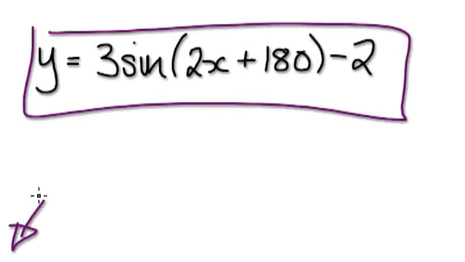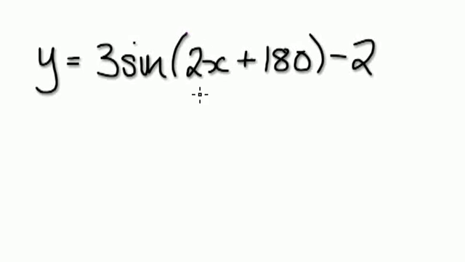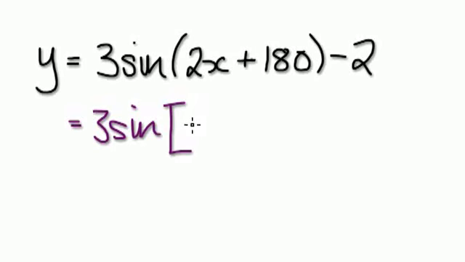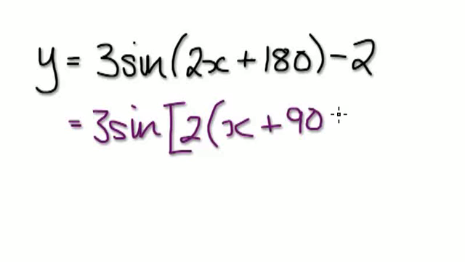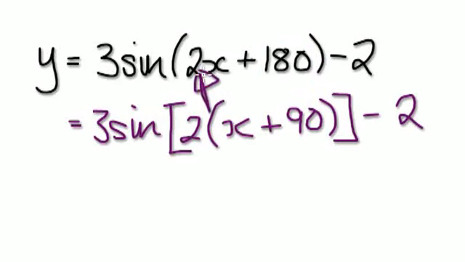So press pause and have a go. Okay, so the first thing you should do here, because the coefficient is not 1, is tackle this bit first. Let's rewrite this as 3 sine. Now factor out the 2, so it will be this plus 180 divided by 2, so that would be 90. Close it off, then minus 2. When it's in this form, we can actually see there's going to be a horizontal translation by 90. Here you can't see that because you've got a coefficient of 2.